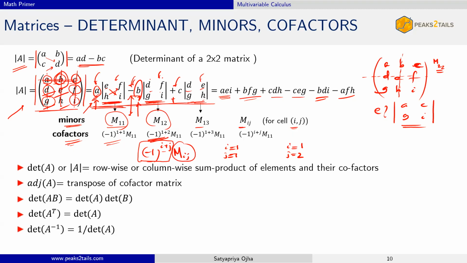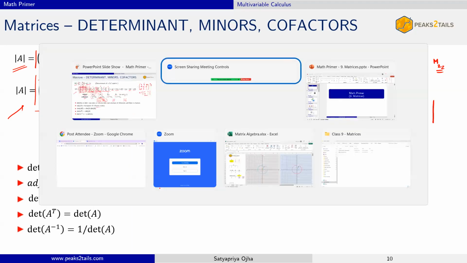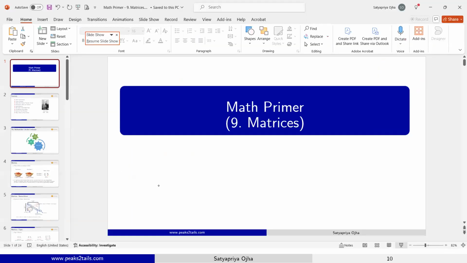Okay. There is also something that we calculate called adjoint. Adjoint is used in calculating inverse. For adjoint, you need to know the cofactor matrix. Okay, so I'm coming to that. Just wanted to quickly show you something. Hold on.